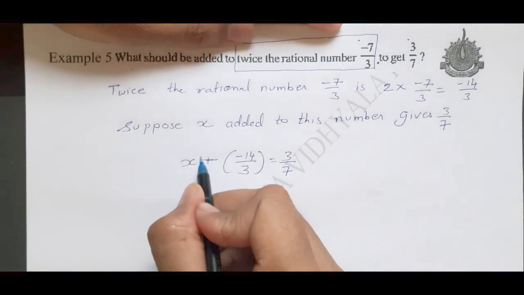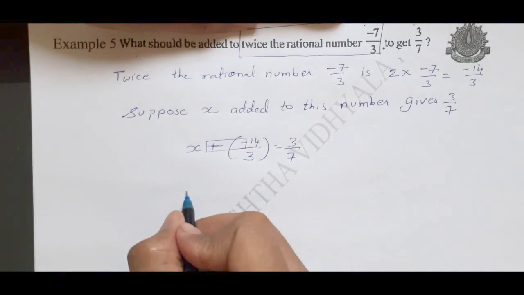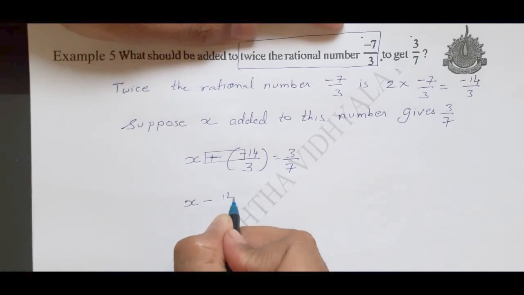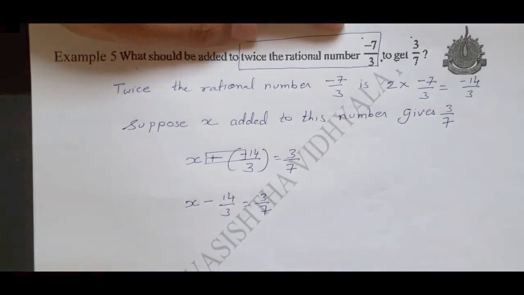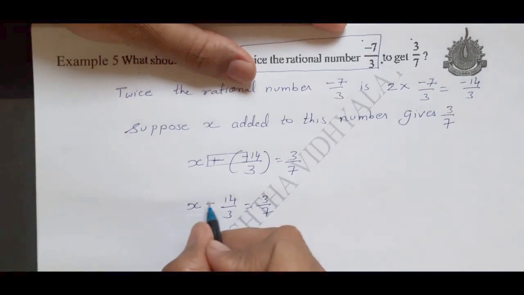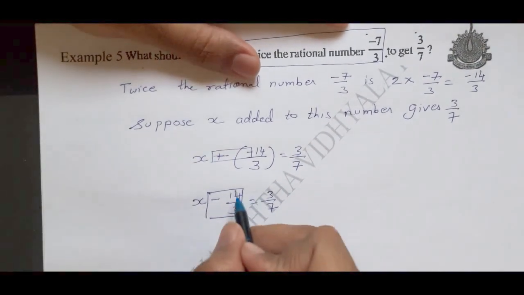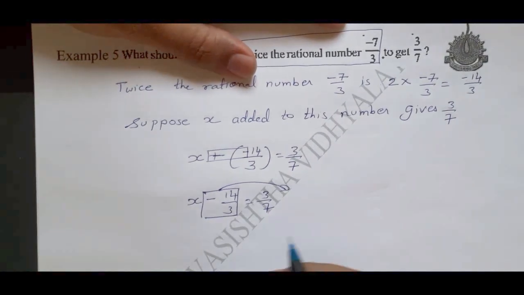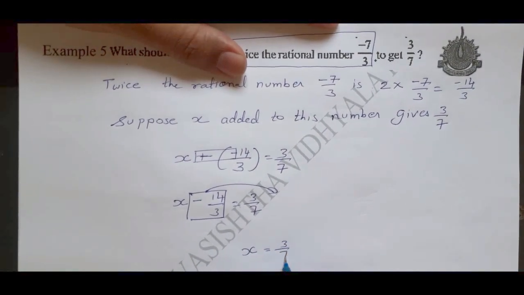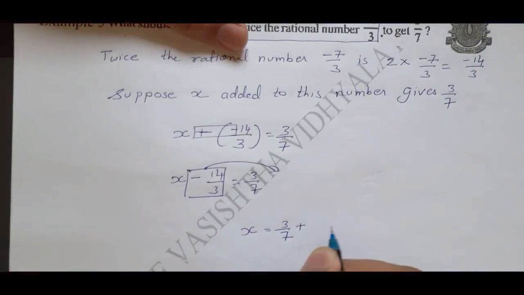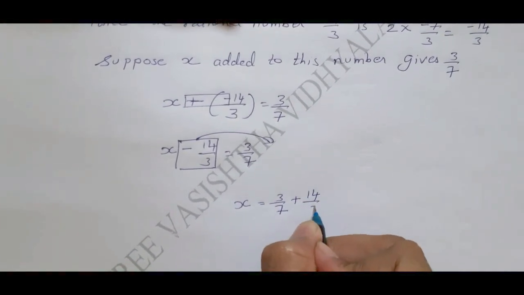Now here this plus and minus will be minus, equal to 3 by 7. Now this minus 14 by 3 will transpose to the RHS side. So x is equal to 3 by 7 plus 14 by 3.